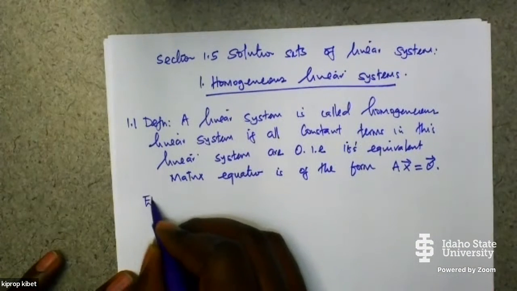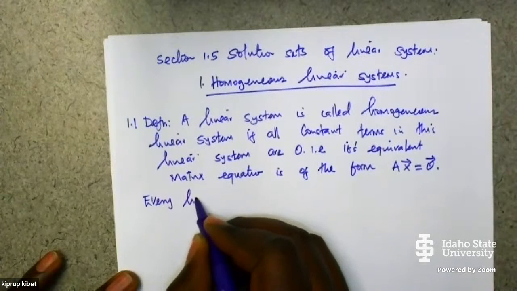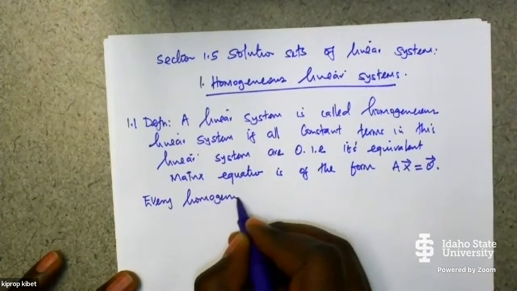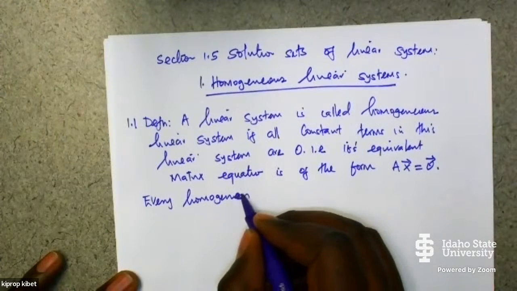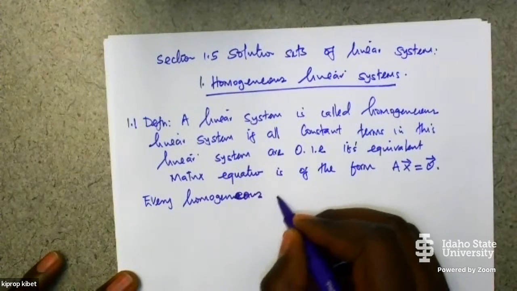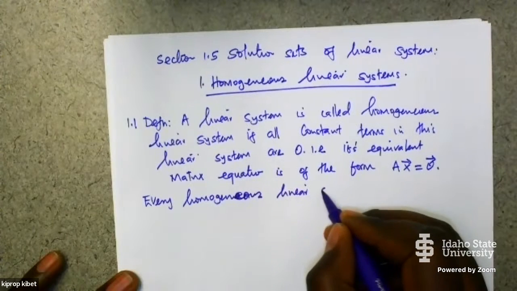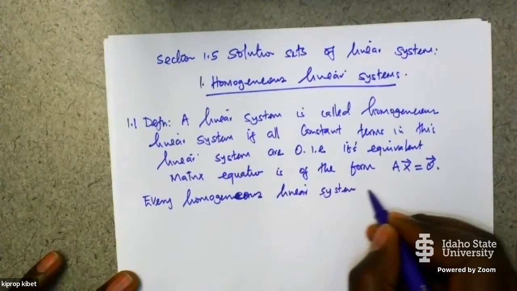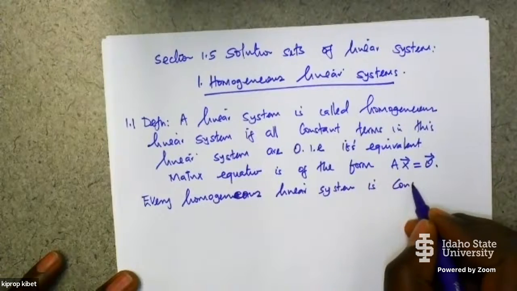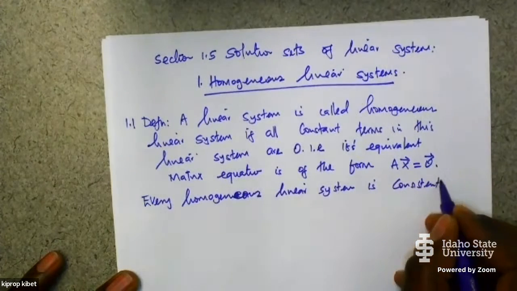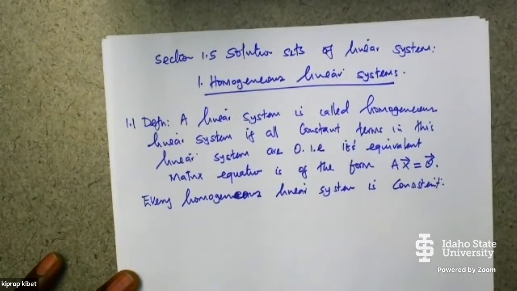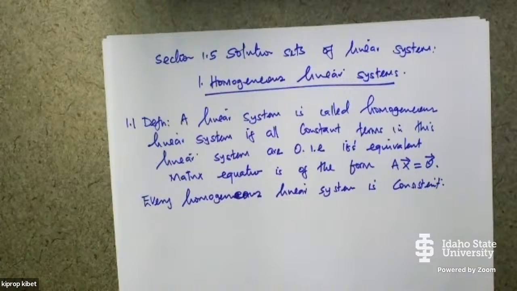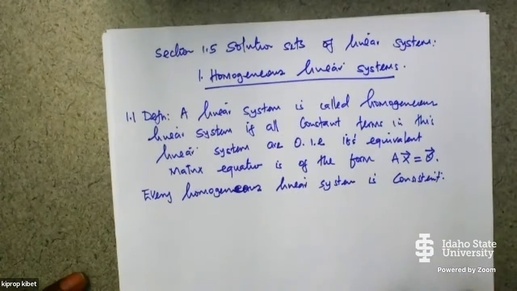So every homogeneous linear system is consistent.